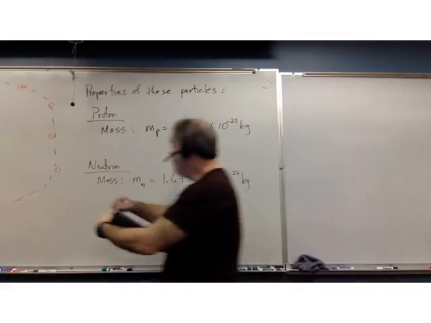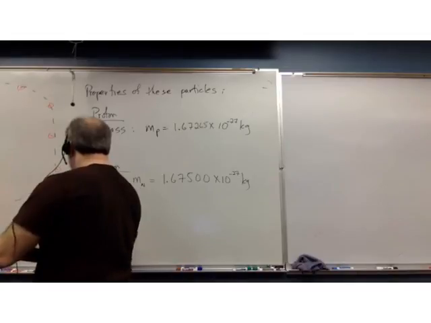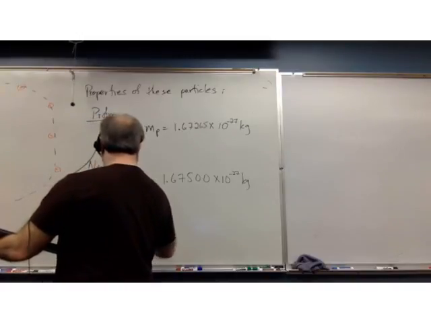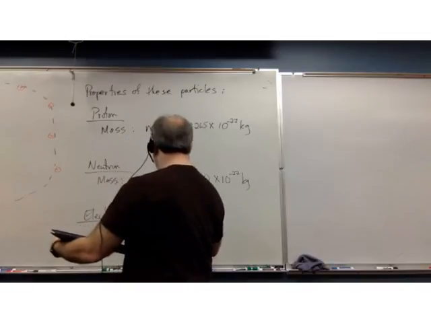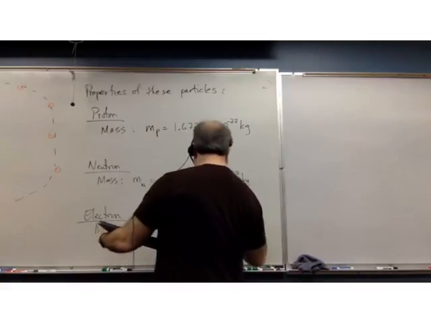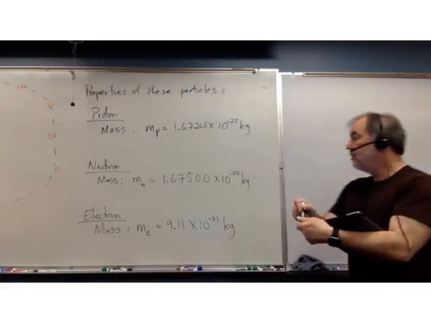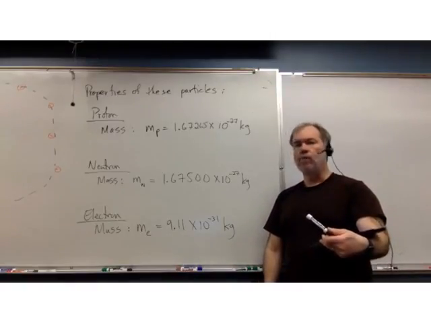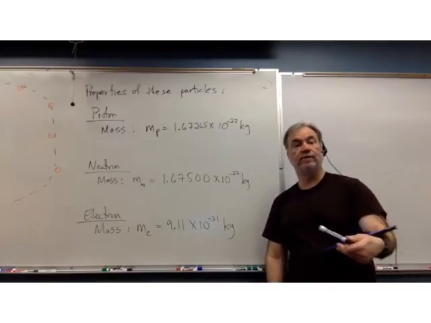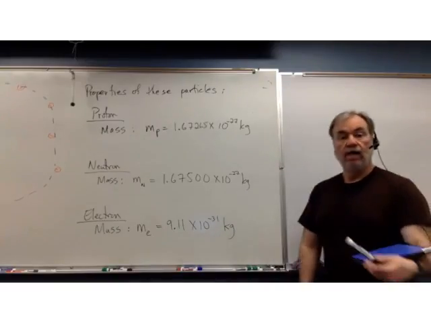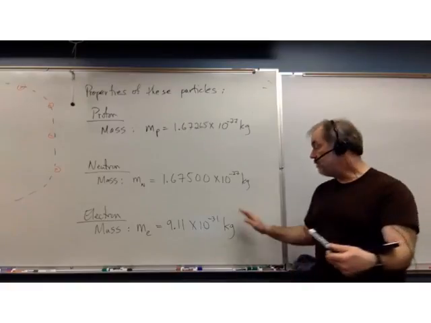Okay, and then the electron, by contrast, its mass, m sub e, is 9.11 times 10 to the minus 31 kilograms. Okay, and so you see that the proton and neutron have masses that are over 1,800 times larger than the mass of the electron.